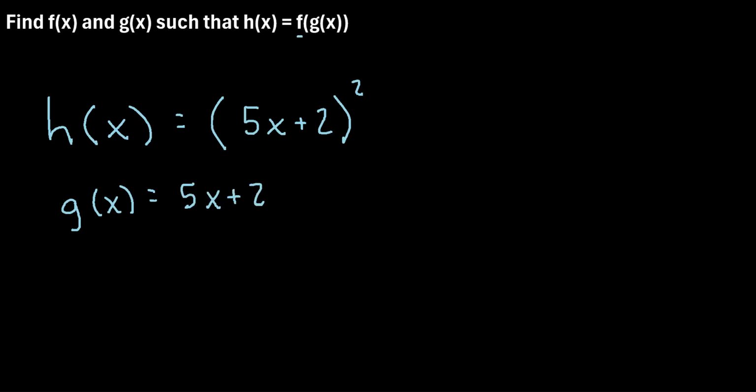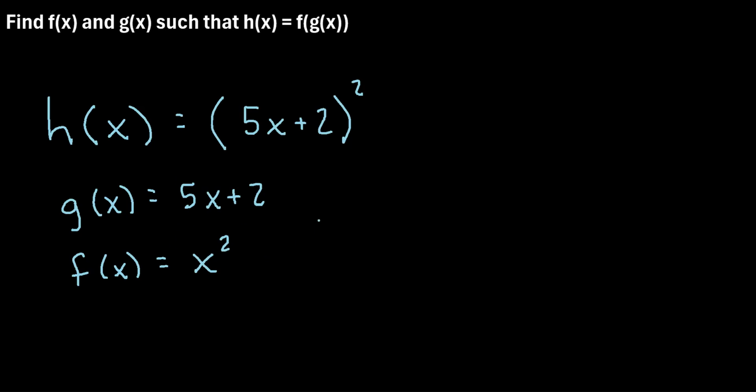Now f of x, this is like the outer function. So I like to think of this as what is being done to the inner function that we just identified. If we have a 5x plus 2 right here, what's being done to it? It's being raised to the power of 2. So what we can write for f of x is this function being raised to the power of 2. And when we say this function right here, all we have to write is an x to represent this entire function. So we'll say x is being raised to the power of 2. So this is our answer.